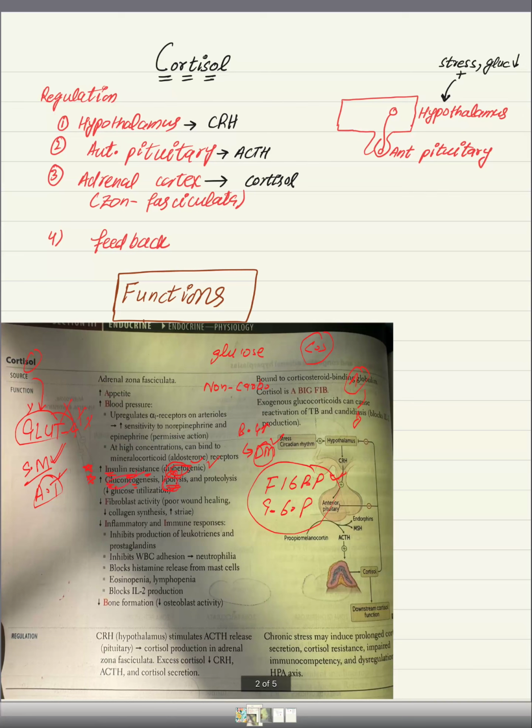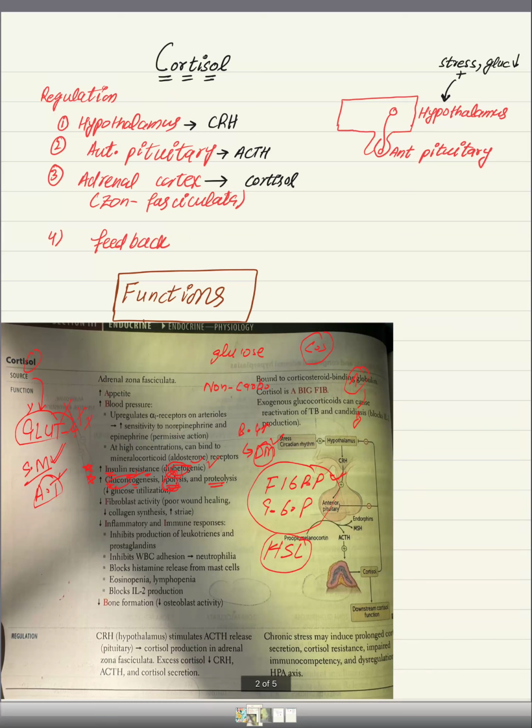Then what is the enzyme that is going to break down the fat? That is hormone sensitive lipase. Hormone sensitive lipase is going to be stimulated by cortisol. So remember this point. Then it is going to increase proteolysis. What is proteolysis? Basically, you are going to break down the protein. So just remember this. And when you break down the protein, what will happen? What are the side effects that can occur when cortisol is breaking down the protein?